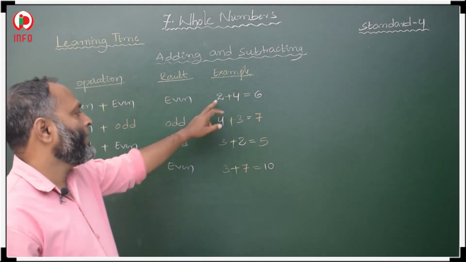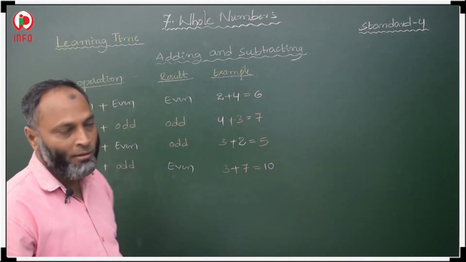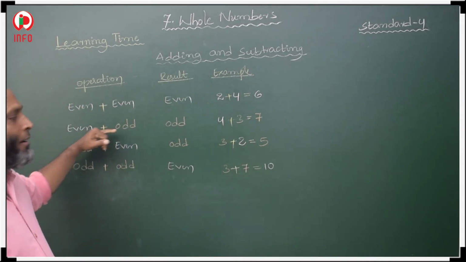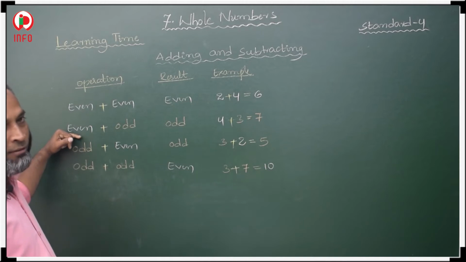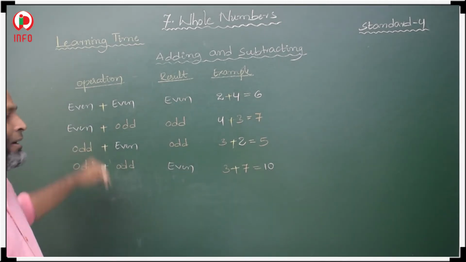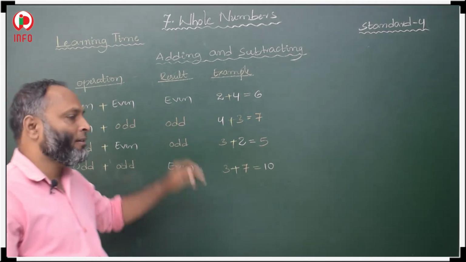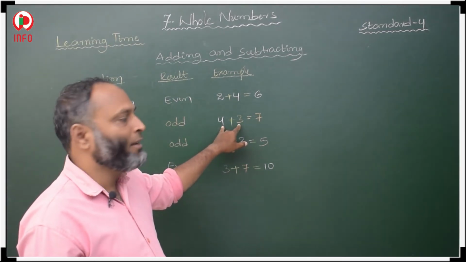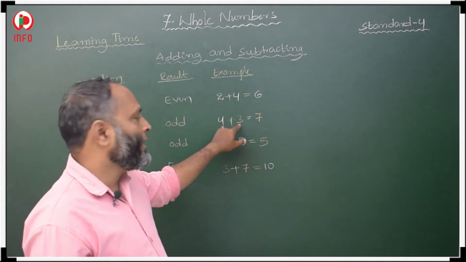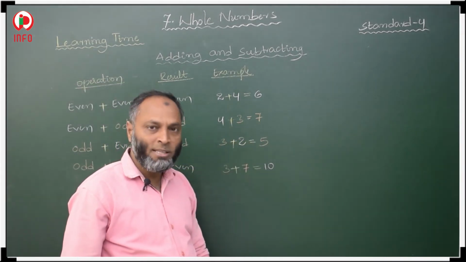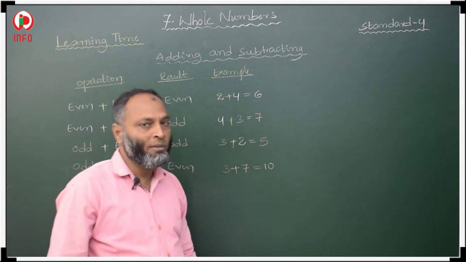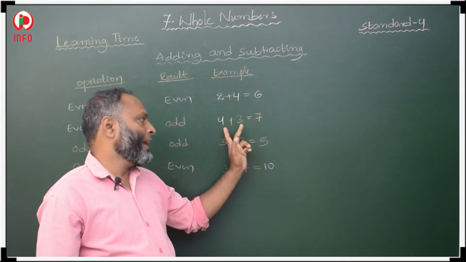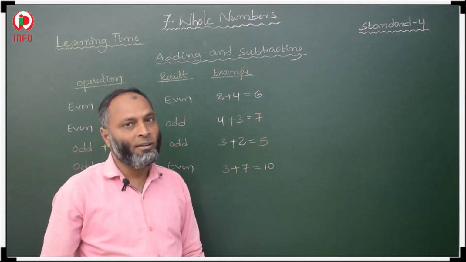Now, even number plus even number is even number. In the second, even number plus odd number, what happened? If you take one even number and one odd number and add, what is the result? You will get an odd number. Once you check here, 4 plus 3, one even number, another odd, the result is 7, an odd number, which is not divisible by 2. So, one even number and one odd number added give an odd number.